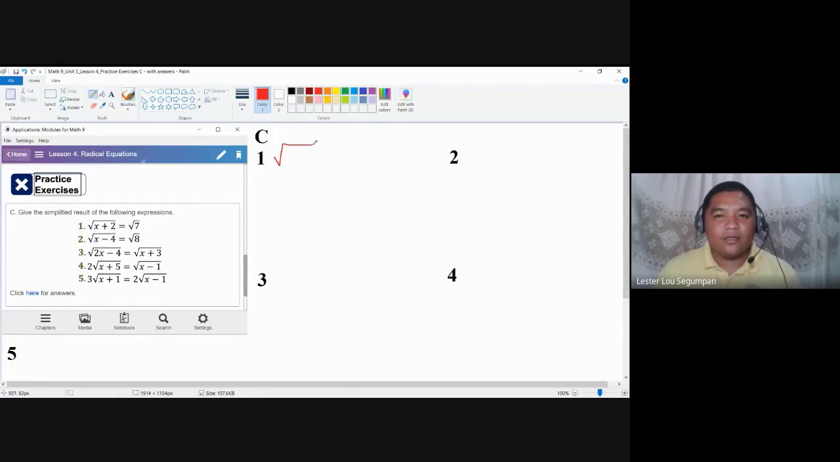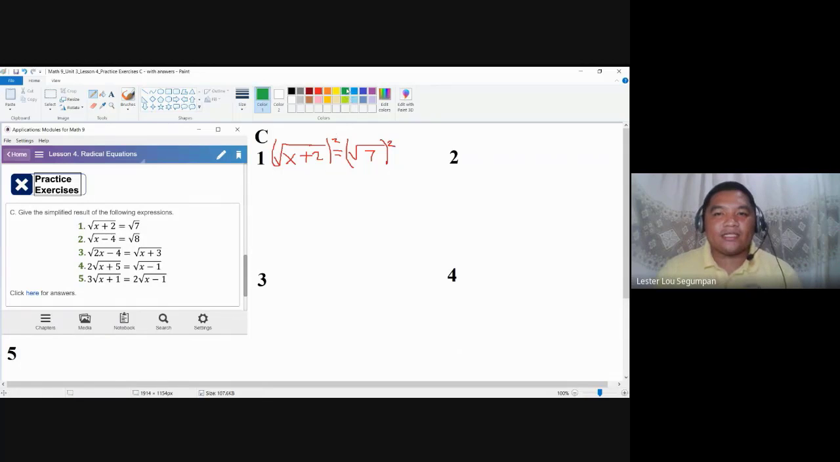Let us take item number one. The square root of x plus 2 is equal to the square root of 7. Since both sides are in the form of a square root, we can simply square them. There might be a question, sir, what if both sides do not share the same index? We are going to apply power laws later on. But again, we are going to have those more complex examples later, where we can apply it better. As of the moment, let's just focus on the five items here.